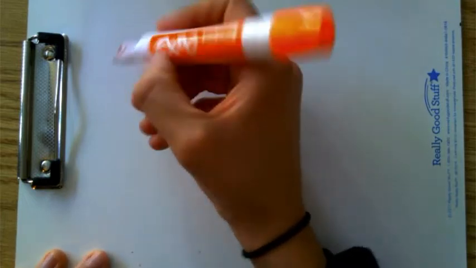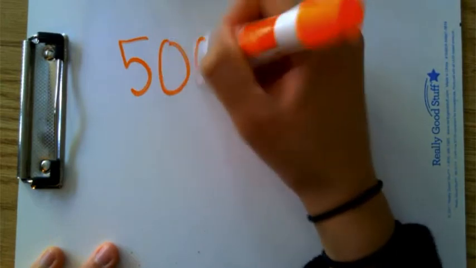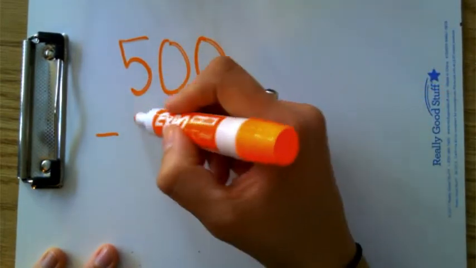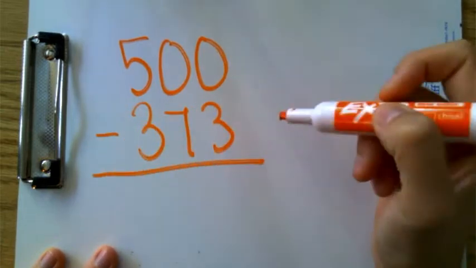Methods that we can use for subtracting across zeros. The first one is that we can just do it the plain old way, where we do a lot of borrowing. Let's say we have a problem like this.